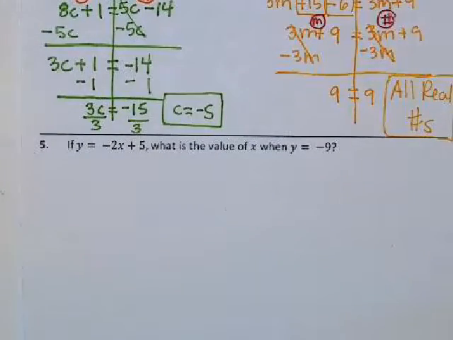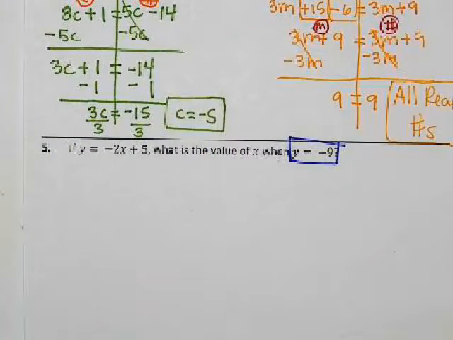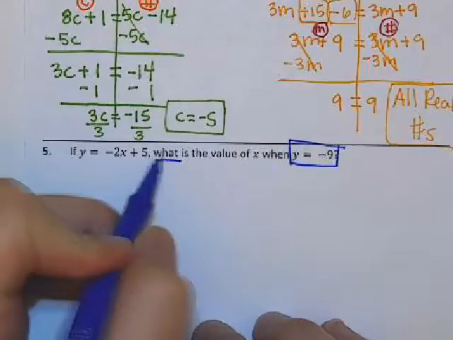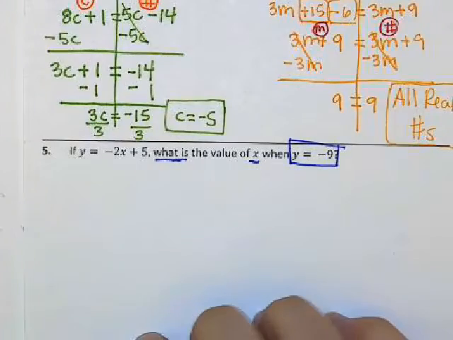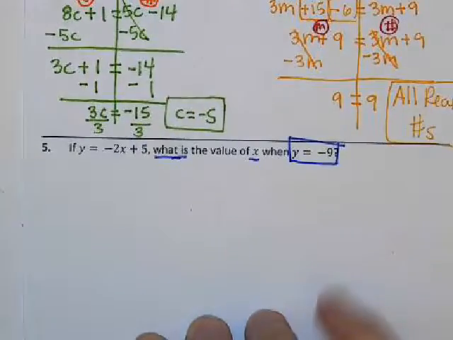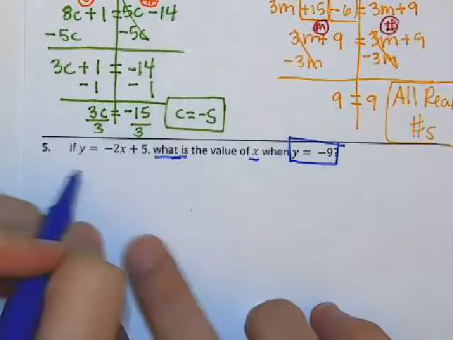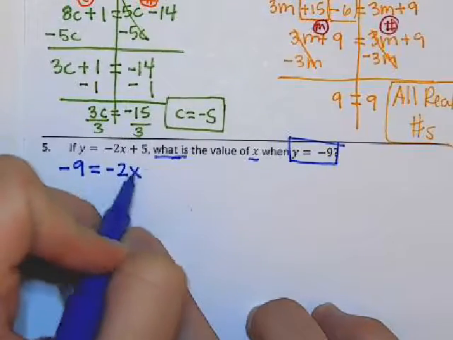Number 5 says, if y equals negative 2x plus 5, what is the value of x when y equals 9? So what information is it giving me? It tells me what the y is. Y equals 9. What's it asking for? What is x? So how would I find x? Plug in the y. If I know y is 9, instead of writing y, I'm going to put 9 equals negative 2x plus 5.